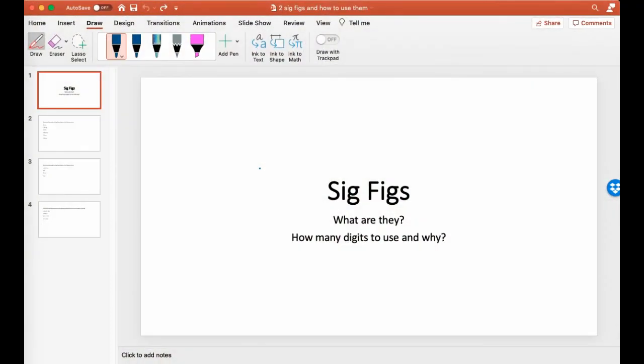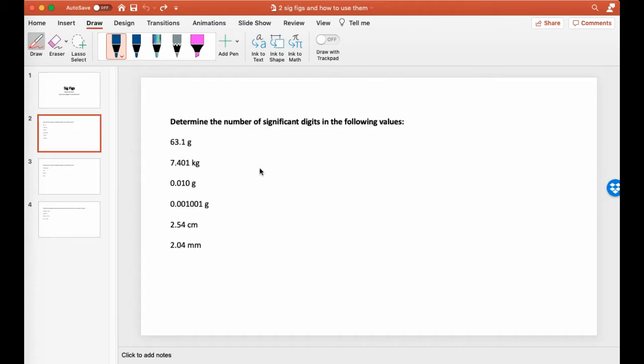Sig figs, significant digits. What are they, and how many digits do we use, and why? Let's take a look at what we've got here. Here we have some values. Here's 6 different numbers. I just sort of grabbed these whimsically, just made them up. It doesn't even matter what the unit is, gram, kilogram, centimeters, millimeters. You could put the word donuts after it for a unit.